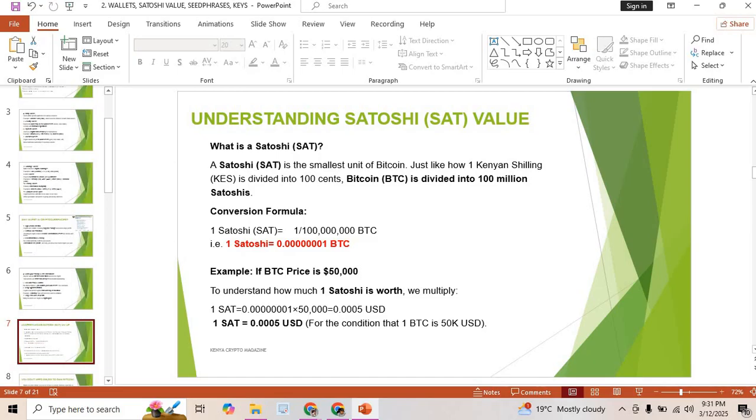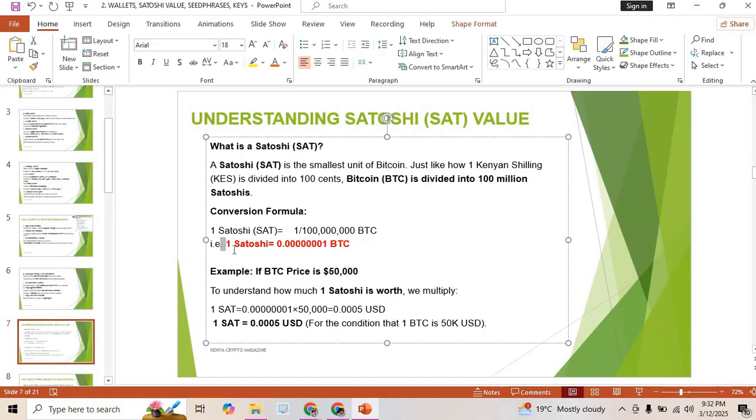The Satoshi value. So what is Satoshi or SAT? In short, the SAT value is the smallest unit of Bitcoin. The smallest unit of Bitcoin is what we call the Satoshi value. So just to bring it home, just like how 1 Kenya shilling is divided into 100 cents, Bitcoin is divided into 100 million Satoshi.